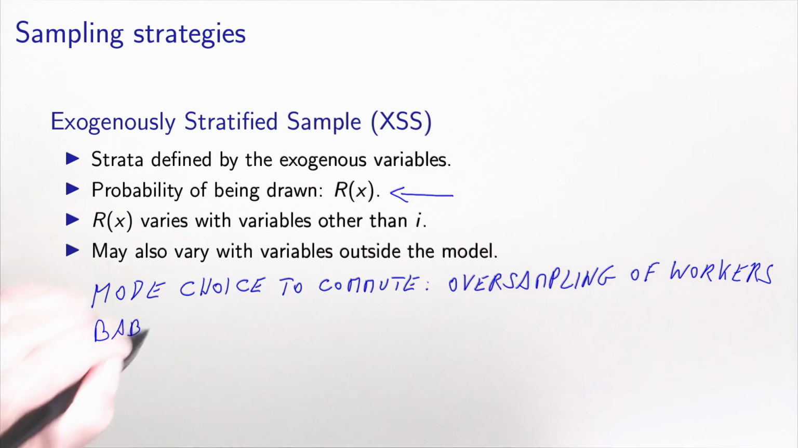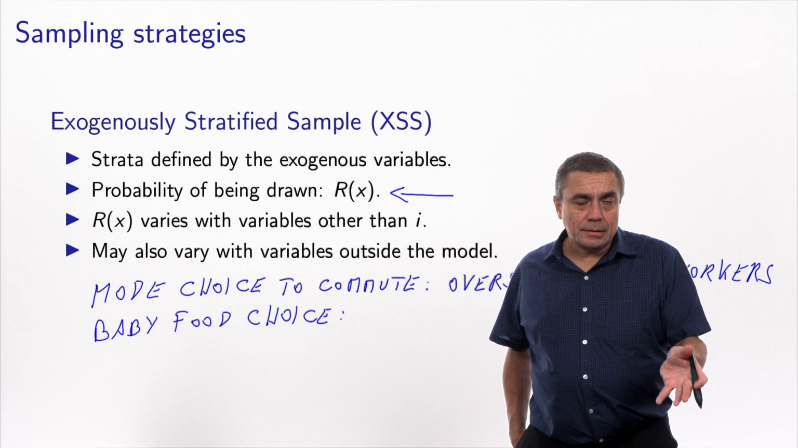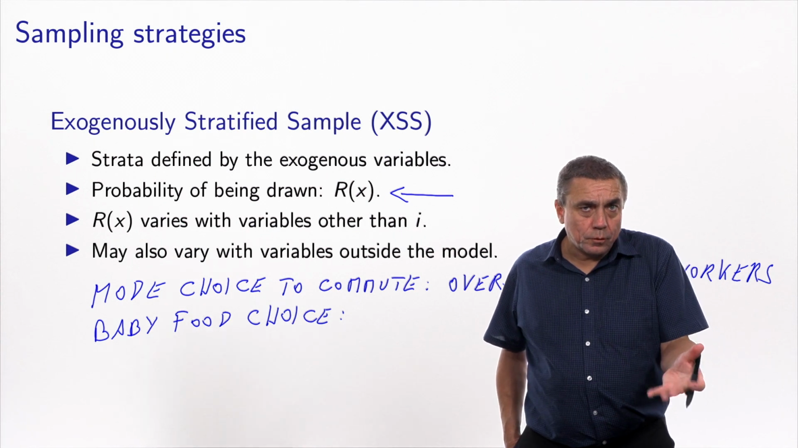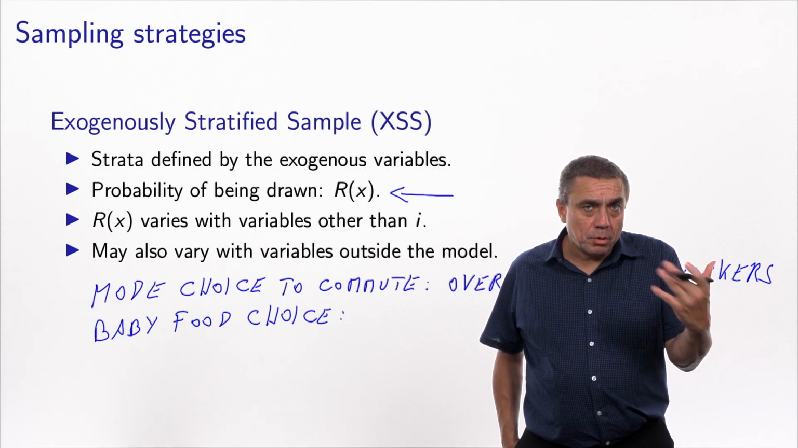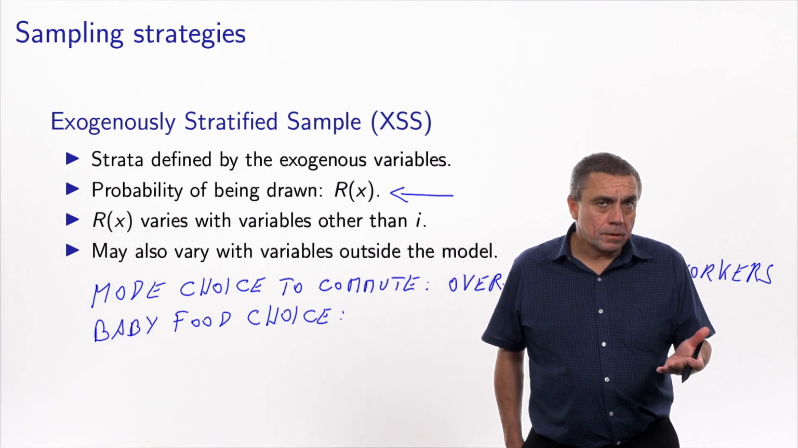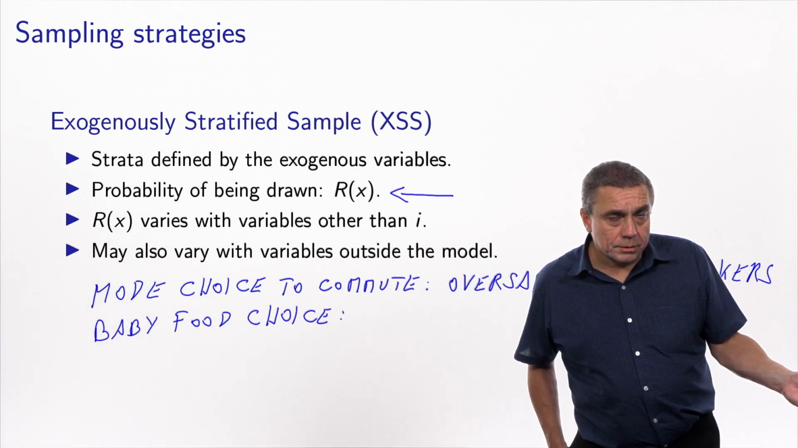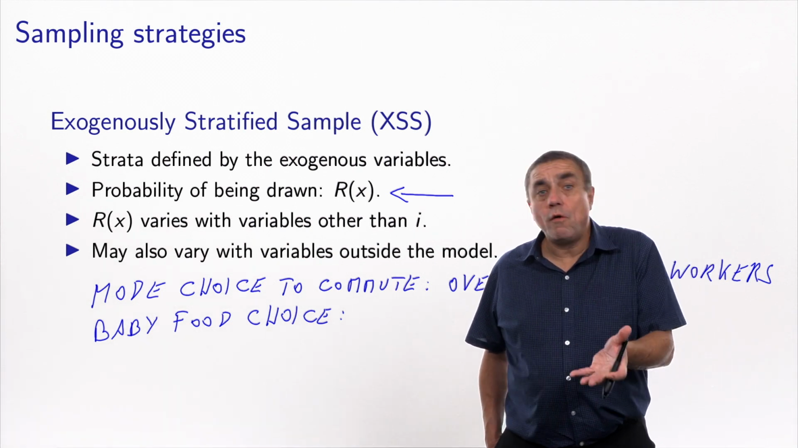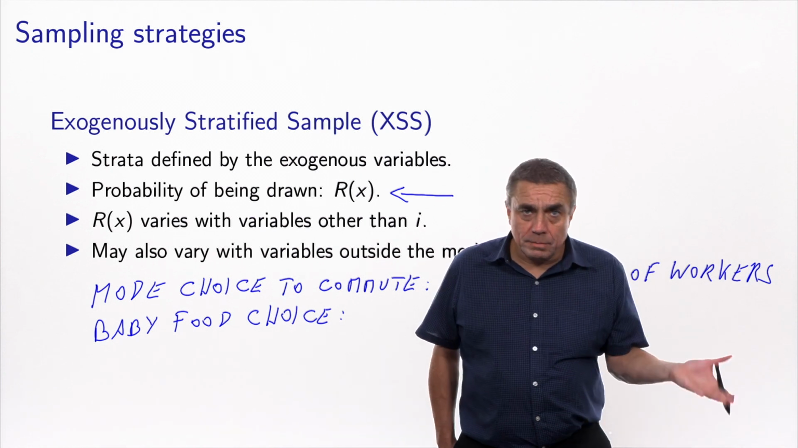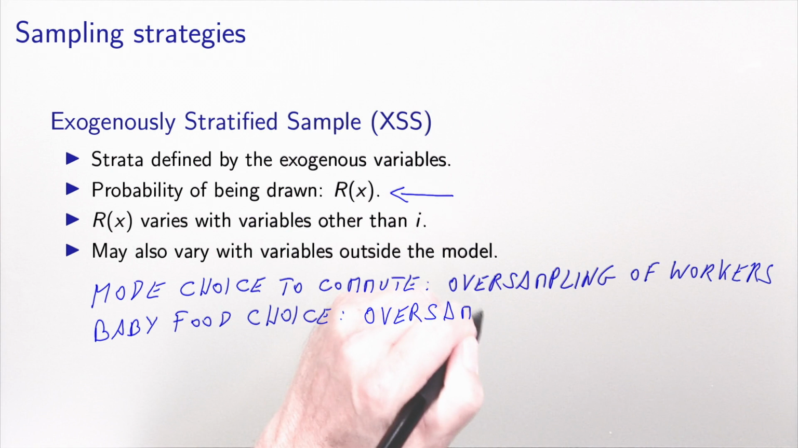Let's take another example, baby food choice. It is a fact that most of the food for baby is actually purchased by women, mothers. Therefore, if I need to collect data about baby food choice, it would make sense to oversample women versus men in my sampling strategy.